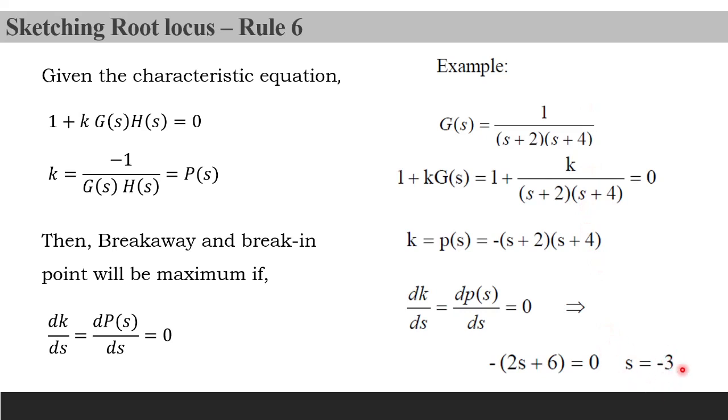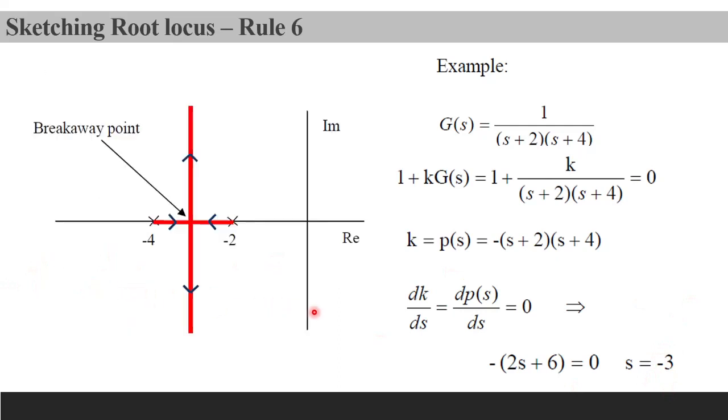So how do we know this is a breakaway point but not a break-in point? It's quite obvious. Whenever you have a negative s, that means you have a breakaway point, and whenever you have a positive value of s, you will have a break-in point. You can see the demonstration here: it's -4 and -2, and of course we have -3, so they are collecting up to here and then they are splitting away, and this is your breakaway point which you have computed at s equals -3.